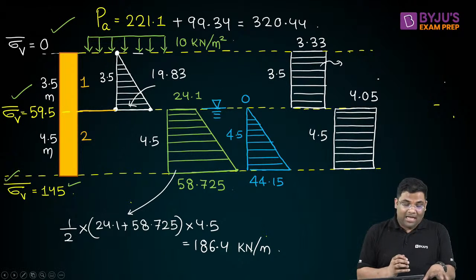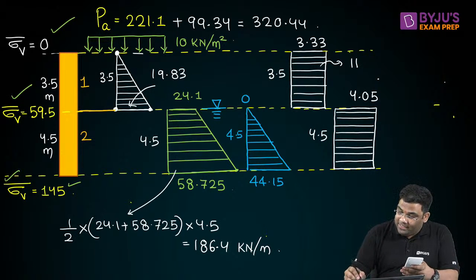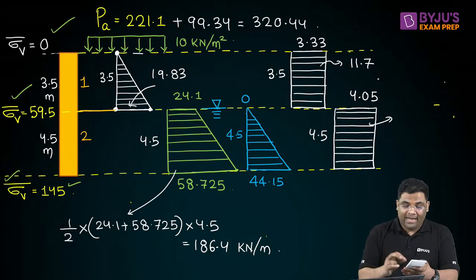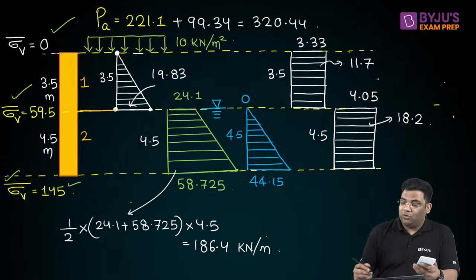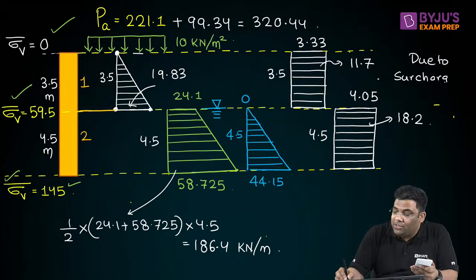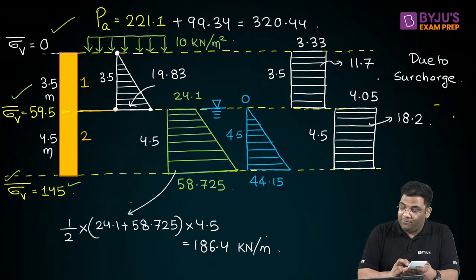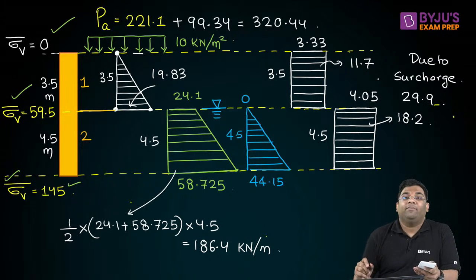So take this area. It is how much? 3.33 into 3.5. I am getting roughly 11.7, and this rectangle area, 4.05 into 4.5, I am getting roughly 18.2. So total due to surcharge, I'll get 11.7 plus 18.2, which is 29.9. Okay, very good, as Prem has found.